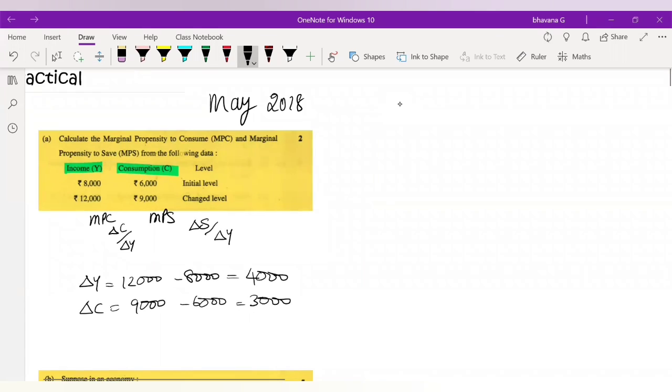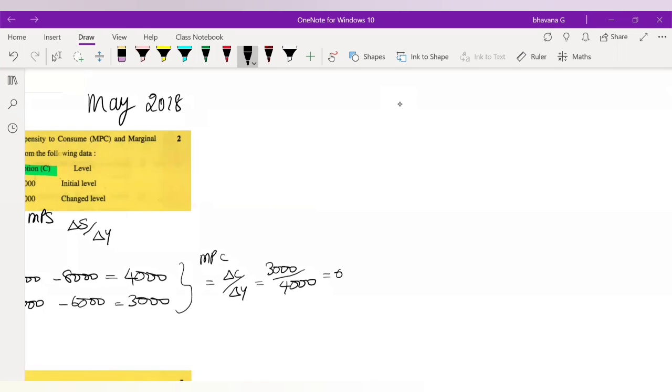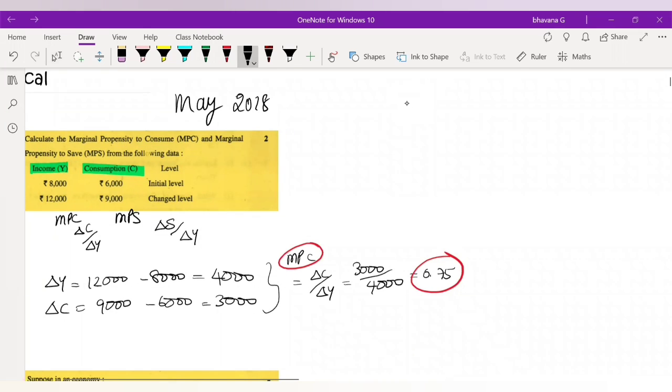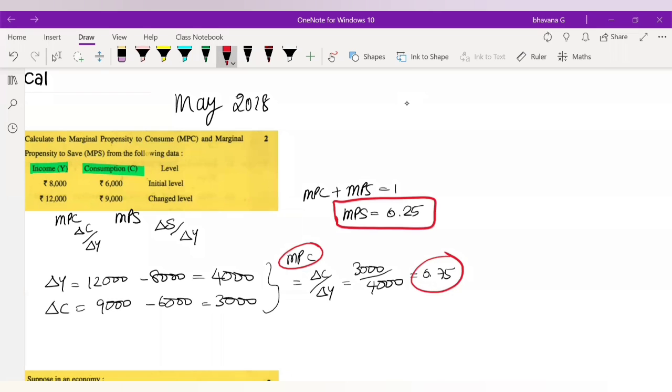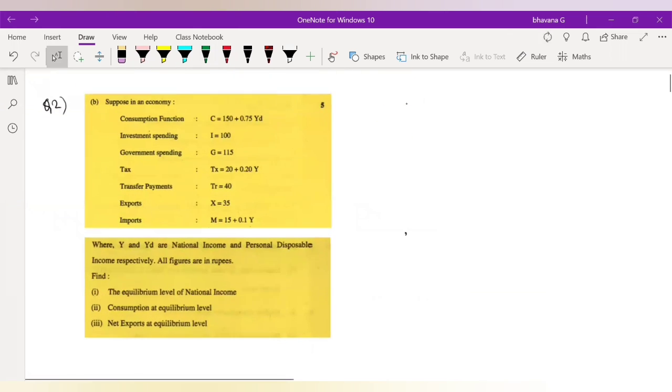So now from this data we can find out MPC. MPC is change in consumption by change in income, as I already told you. So change in consumption 3,000 by change in income 4,000. So this is going to be 0.75. So you have found out your MPC, which is 0.75. In the question they have also told you to find out MPS. We all know the formula that MPC plus MPS equals 1. So using this formula, your MPS is going to be 0.25. So question number 1 is over. Easy question. It has come for 2 marks in the exam. It is quite an easy question only. We'll move on to question number 2.